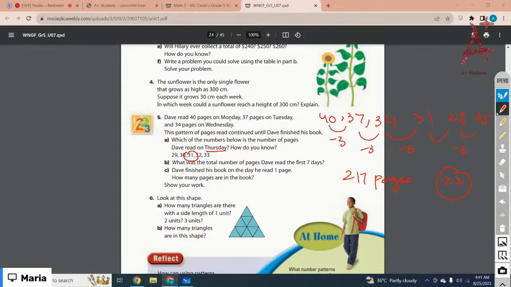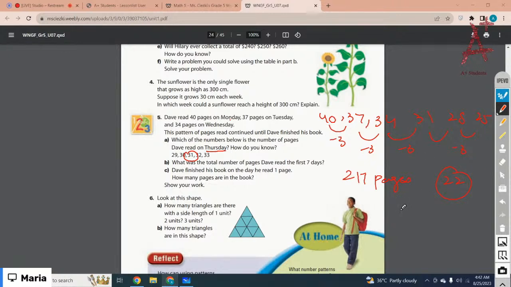Dave finished his book on the day he read 1 page. How many pages are in the book? So you have to keep decreasing until you get 1, right? And when you get 1, the book is finished.